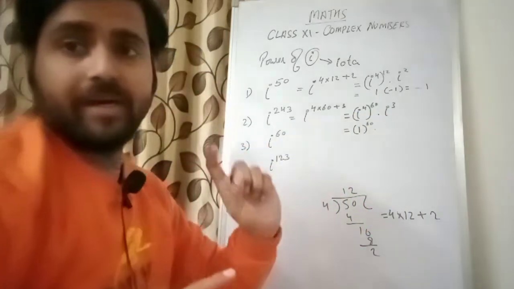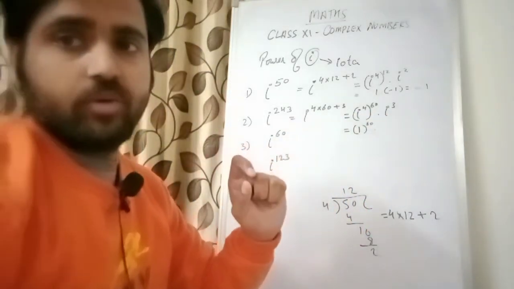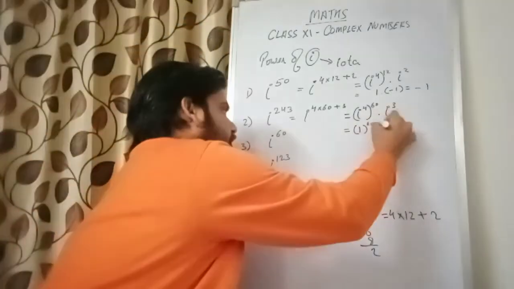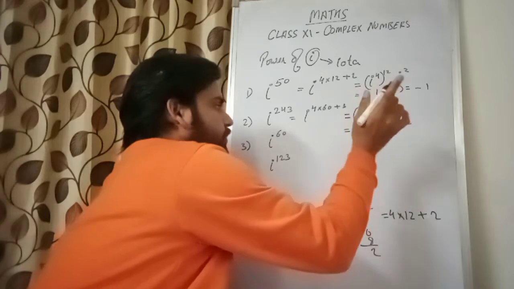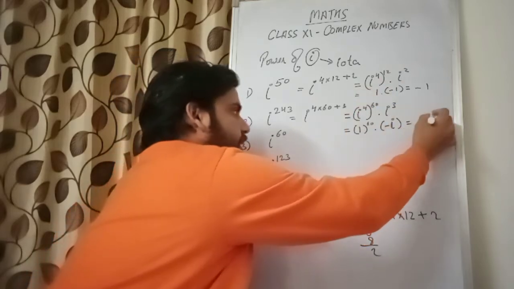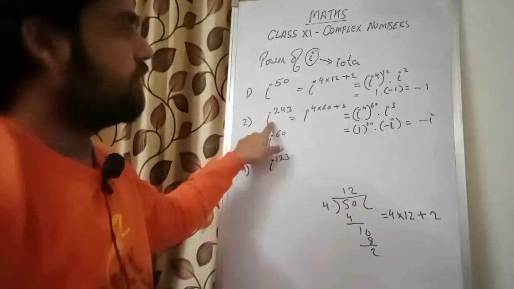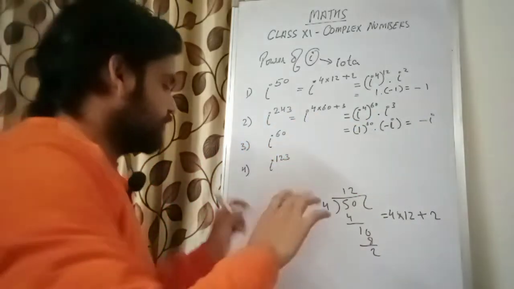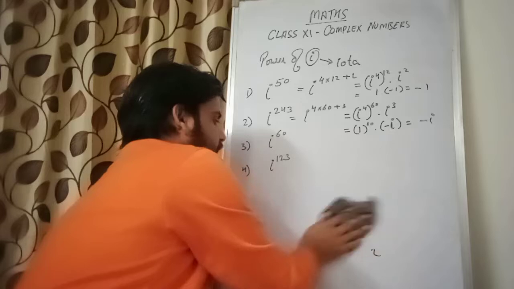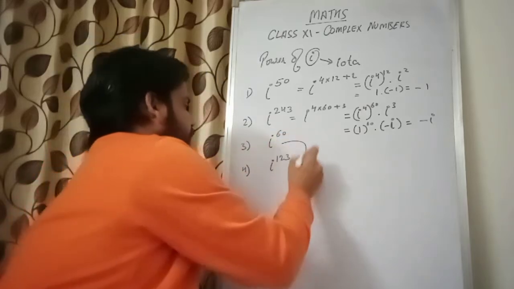Now I have told you I cube. What is the value of I cube? Minus I. We have found out minus I. So now 1 to the power 60 will be 1 only. 1 into minus I will give you minus I. So I to the power 243 is actually minus I. So this also we have done. Let's come to the next one. I to the power 60.